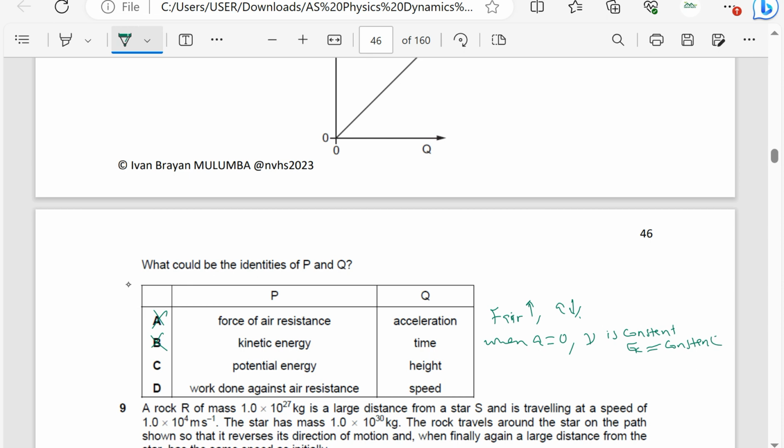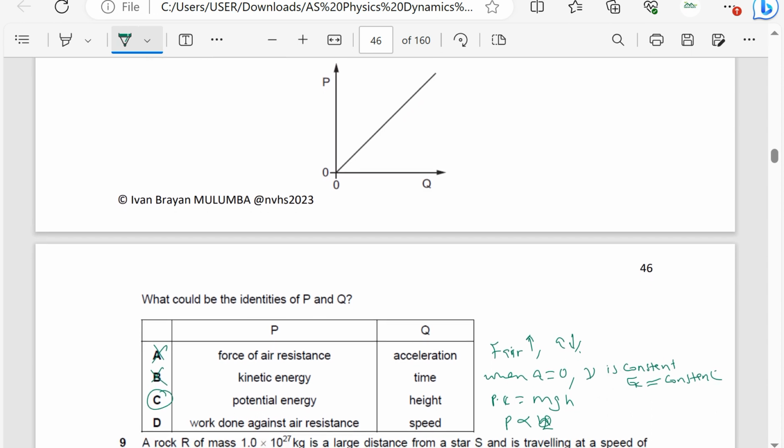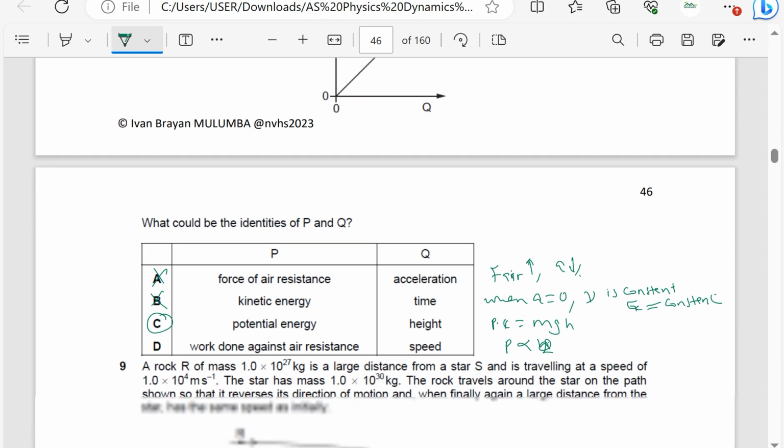C, potential energy against height. We know that potential energy is equal to mgh. If P is potential energy and Q is h, P is going to be directly proportional to Q, which is a straight line. As height increases, potential energy increases, that is a straight line. So the answer is going to be C. This was explaining B. This was explaining why not A.